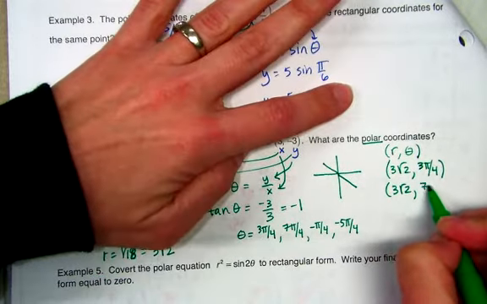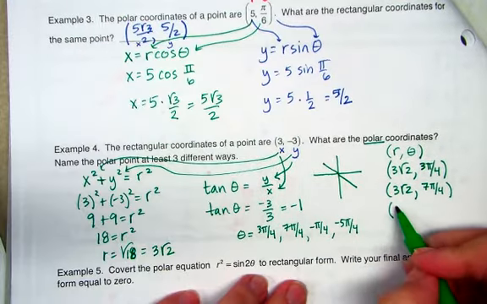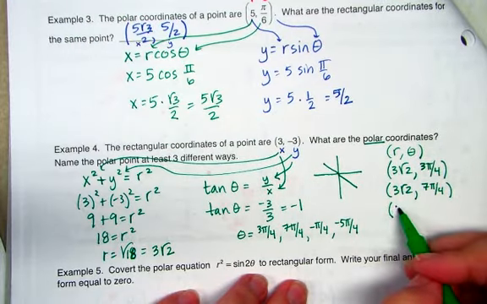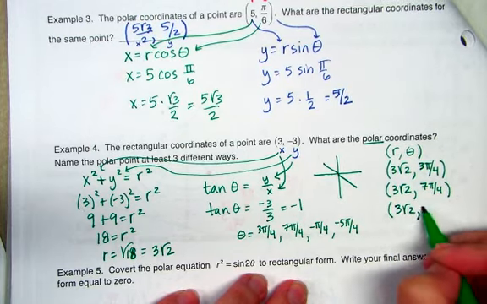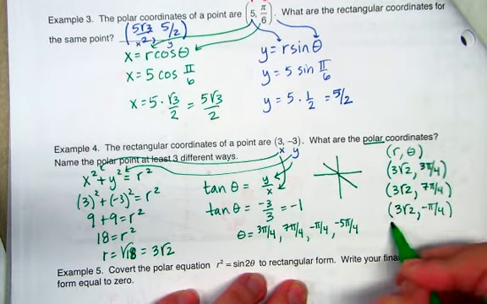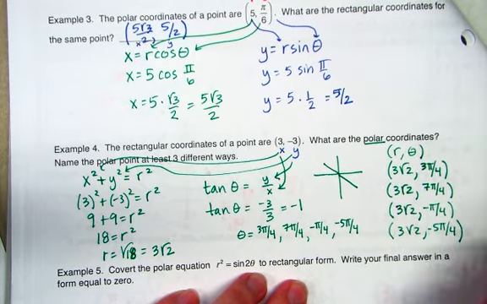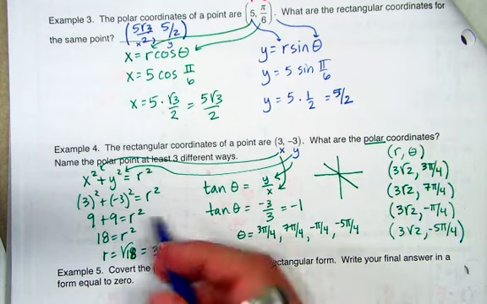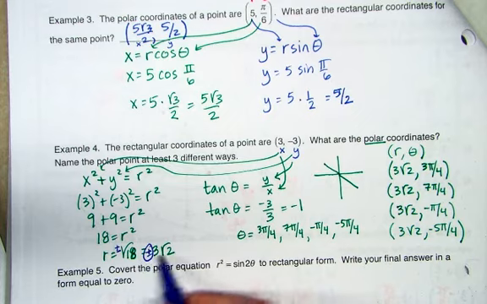There are a lot more ways to name this. Oh, we got to think about positives and negatives for a second. Hold on. 3 root 2, negative pi over 4, 3 root 2, negative 5 pi over 4. Something's wrong here because a couple of these r's need to be negative. Over here, when we took the square root of both sides, we forgot to do positive or negative, right? And so there is a plus or minus involved.